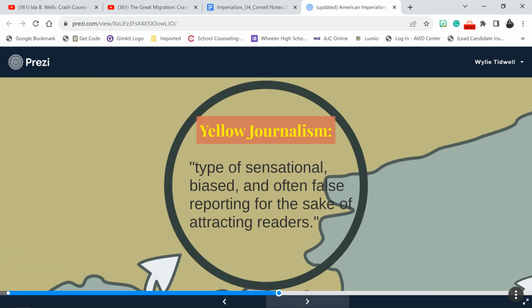This is what you write for the definition. I'll leave this up for a second. It's a type of sensational, biased, and often false reporting for the sake of attracting what? Readers. That is what you have to understand. Yellow journalism is the modern day fake news of the 20th century. Everybody got me on that?